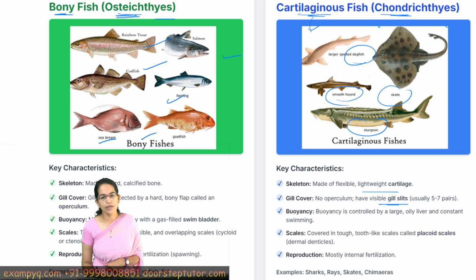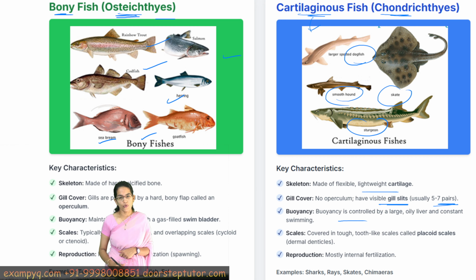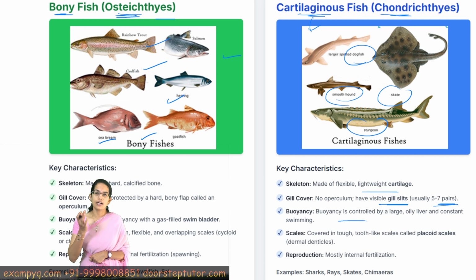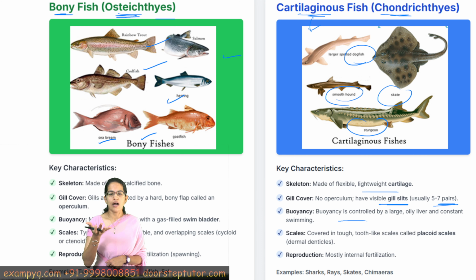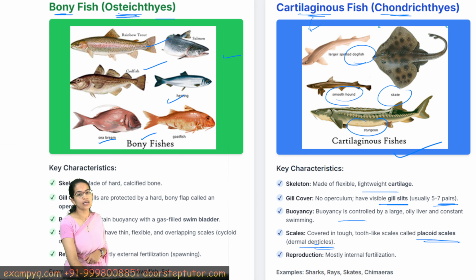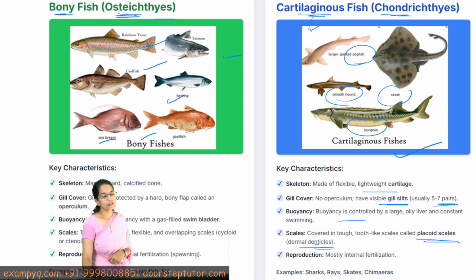Now they have visible gill slits, usually 5 to 6 in pairs, and they are highly buoyant. This buoyancy is seen because they have an oily liver and a capability for constant swimming. They have a scaly surface with placoid scales, also called dermal denticles, and most of the reproduction in cartilaginous fish occurs through internal fertilization. However, in bony fish, the fertilization is mostly external, that is through spawning.